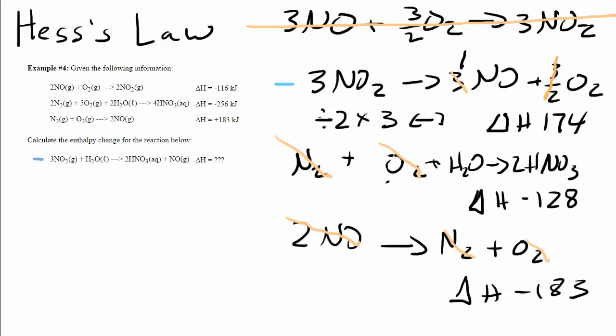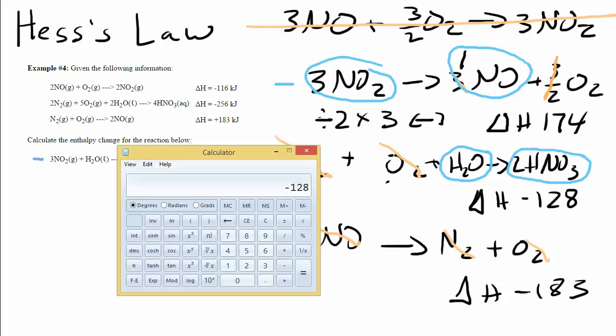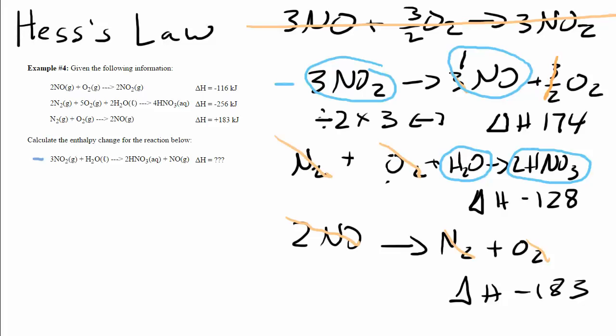So what are we left with? Hopefully what we want. We've got 3 moles of NO2 as a reactant. Check. We have a mole of water as a reactant. Excellent. And then we've got 2 moles of HNO3 as a product. And then what else do we have as a product? We have 1 mole of NO as a product. And so that all checks out. So now all that's left to do is to add up the delta H's. So that's good. I'm glad that worked in the first try there. Sometimes these can be a little bit tricky.